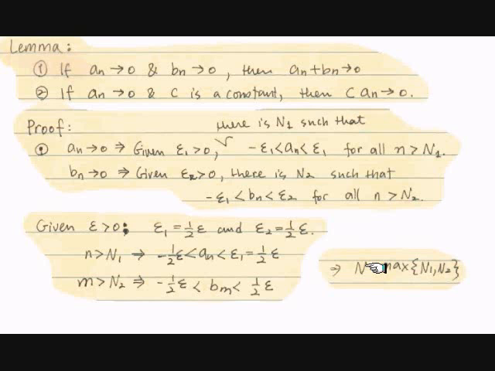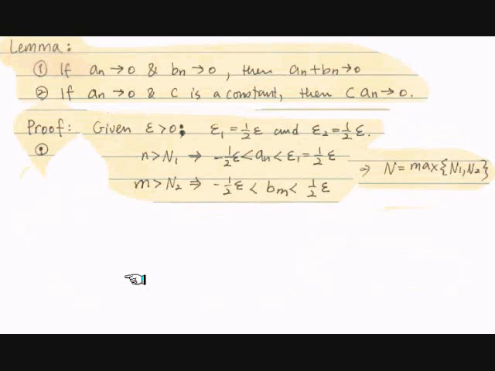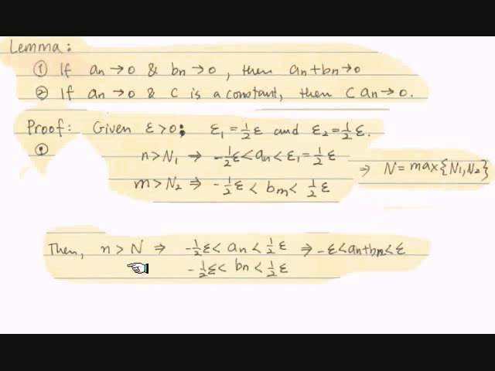So that's the index. If we have an index greater than the maximum of n1 and n2, then it's going to be greater than n1, and it's going to be greater than n2. So I put it here so that we can do something down there. It's summarized here. Then let's pick an index n that is greater than capital N, which is in turn greater than or equal to n1 or n2. So if we pick an index there, that is automatically greater than n1 and greater than n2 because of this choice of capital N.